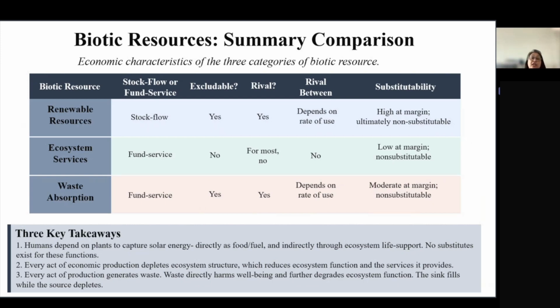Third, every act of production generates waste. That waste directly harms well-being when it accumulates, and it further degrades ecosystem function. The sink fills while the source depletes, and both processes compound each other. So that makes it more complex, both source and sink.